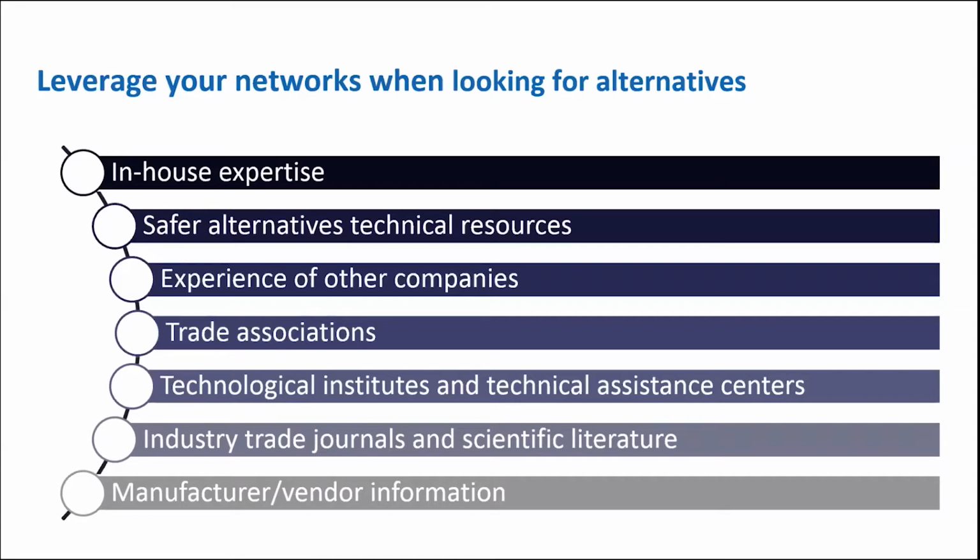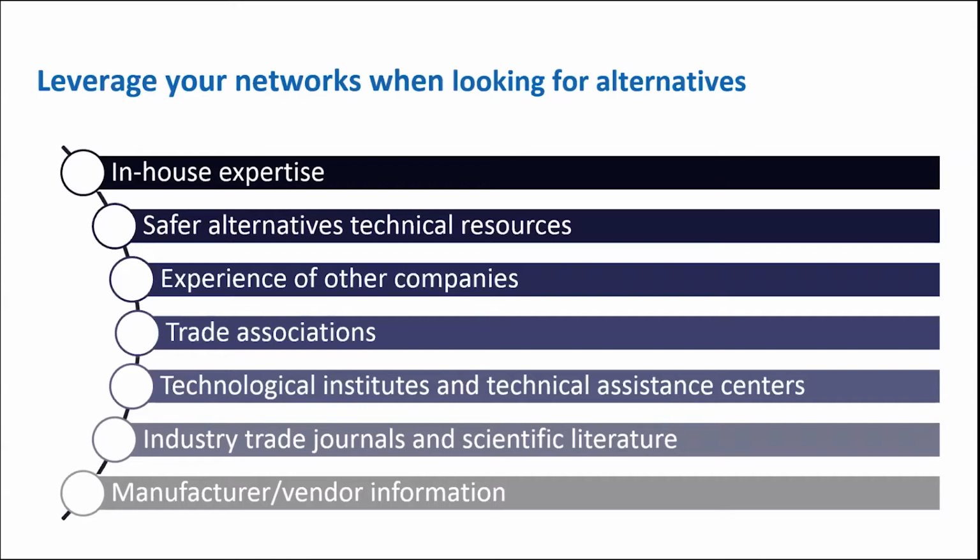Other resources, which we will explore more deeply in the following slides, include safer alternatives technical resources such as case studies detailing successful substitutions. Experience of other companies. You may have good working relationships with your peer companies and with your supply chain companies, and these could be a really great resource. Trade associations, many of which are focused on helping their industry sector stay relevant and competitive as the desire for a greener economy becomes more apparent globally.